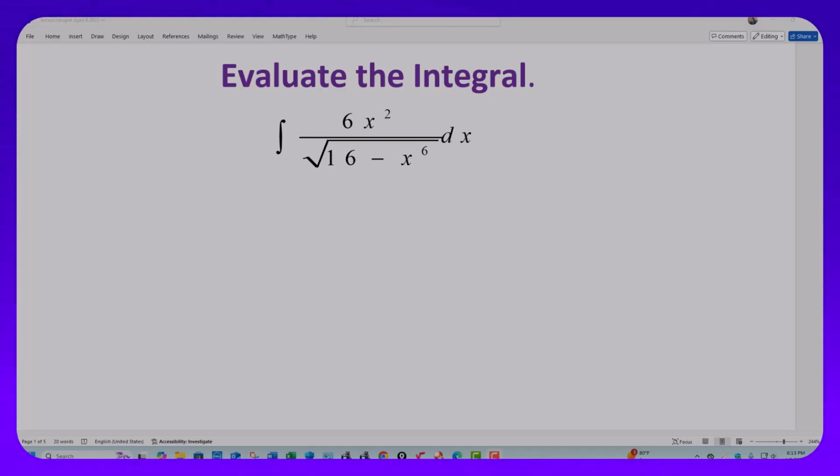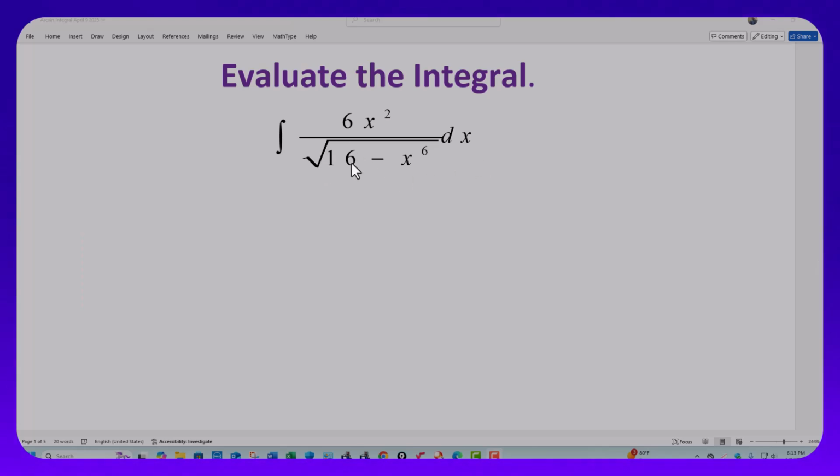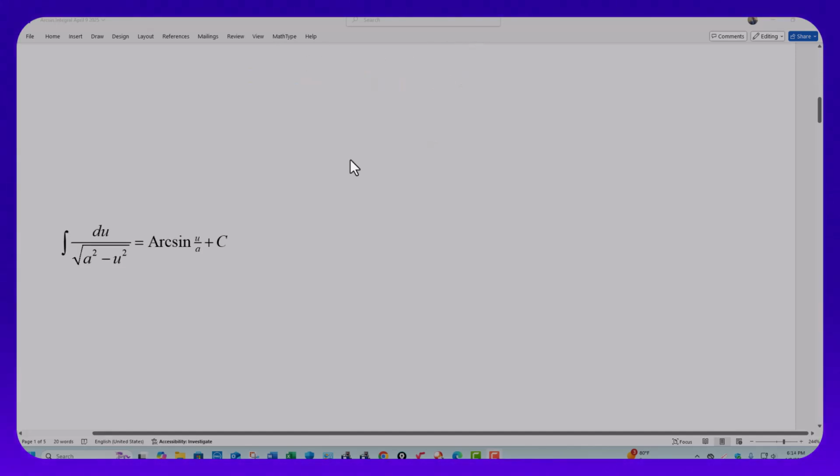In this video, we have the integral of 6x squared over the square root of 16 minus x to the 6. What method will work here? Got a square root here, difference of squares. You might think of a u-substitution or trig substitution or some special formula involving the arctan, arcsine, arccosine, and so forth. The one that might come to mind is this one here.